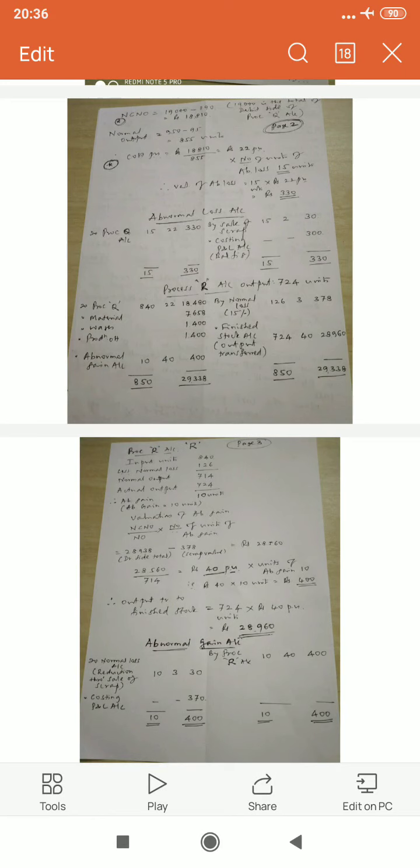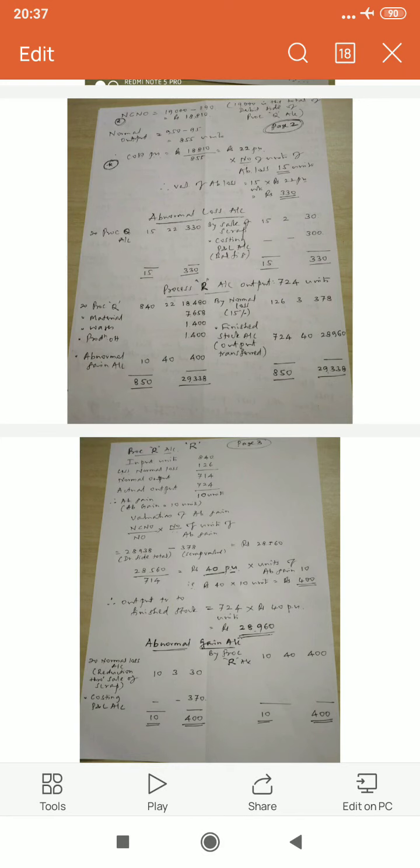Now, in the theoretical aspect of process accounts, I have elaborated in detail the cost per unit of either abnormal loss or abnormal gain. How can it be ascertained? There is a specific formula, that is normal cost of normal output divided by normal output multiplied by number of units of either abnormal loss or abnormal gain, whatever it may be.